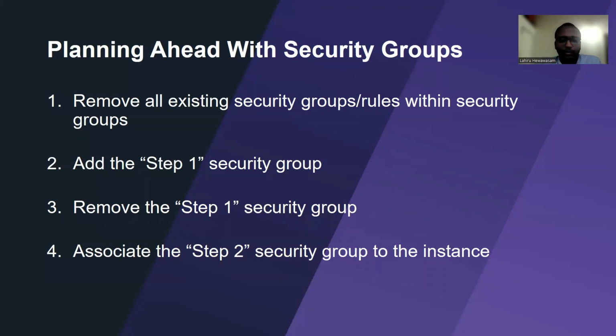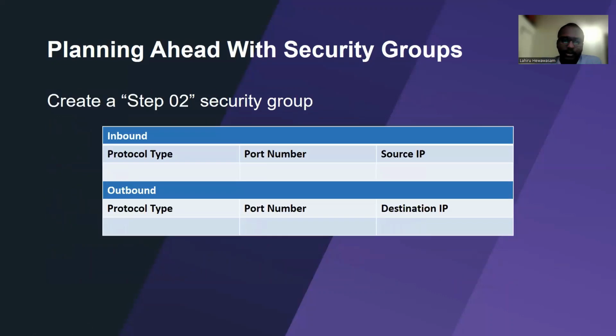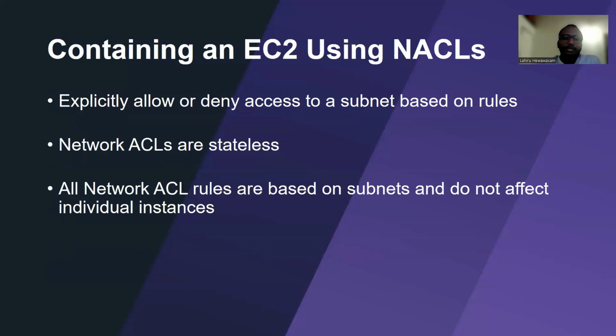So what that basically did was it converted all the tracked connections, like what we did here, to untracked connections. And then from there, it effectively terminated all the connections. So that's how you plan ahead with security groups. Next, we can move into isolating your EC2 instances using NACLs, or network ACLs.